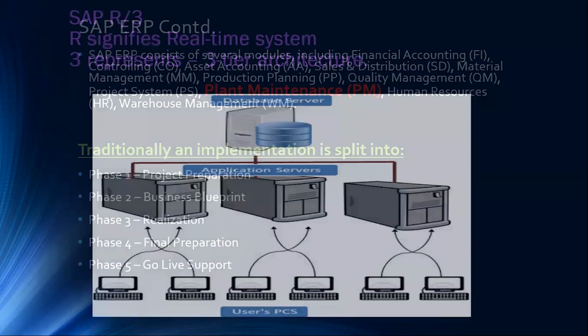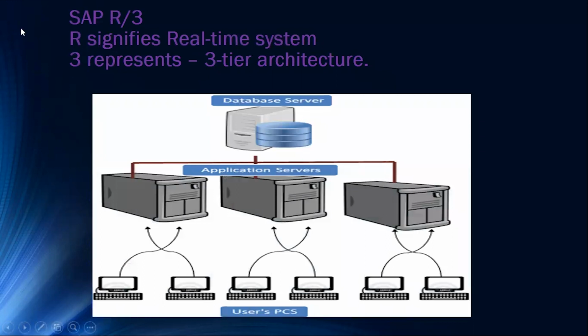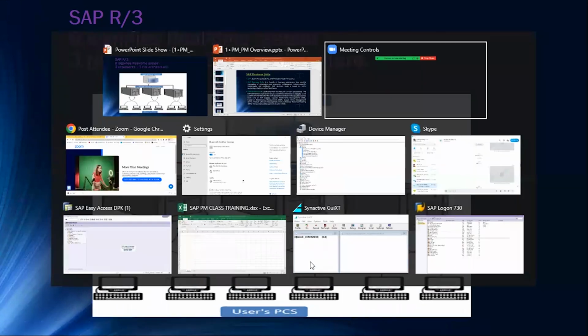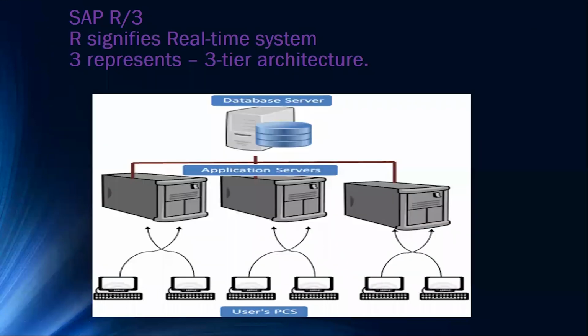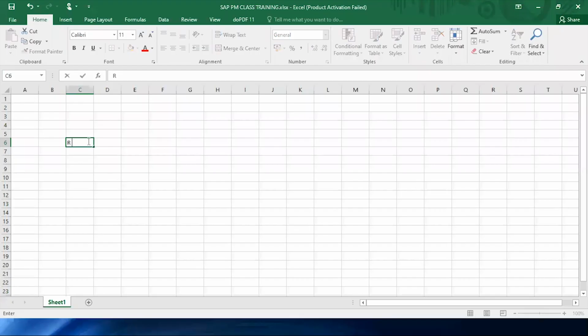Now the SAP examples, they became famous when they released this product, R3. R signifies real-time system and 3 represents 3-tier architecture. What are those things that we'll see now? R stands for real time. Real time.